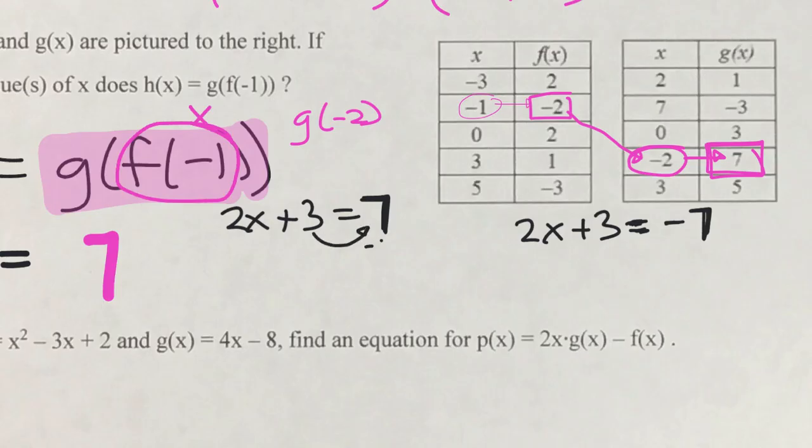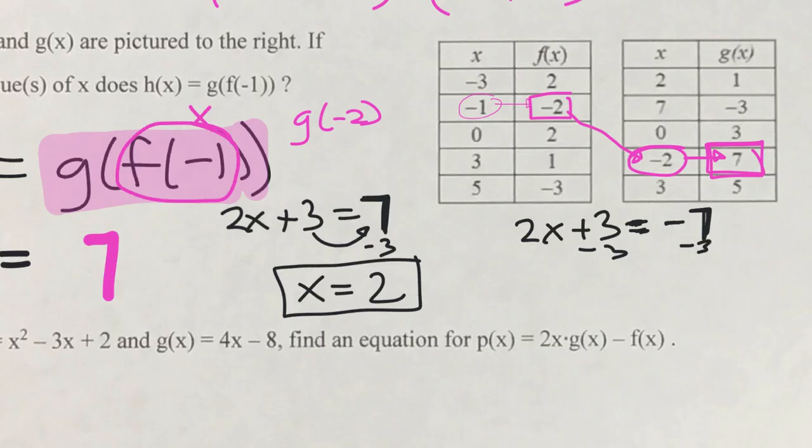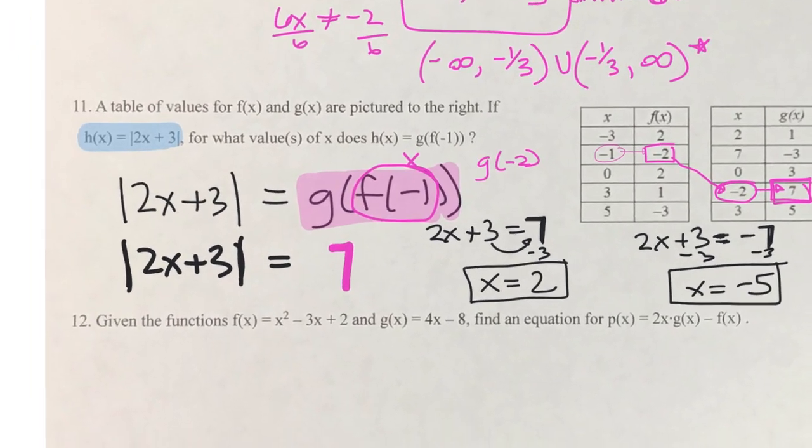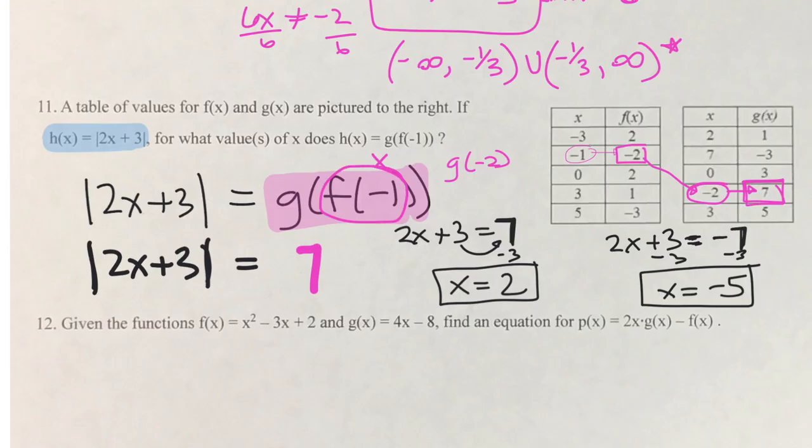So we're going to subtract 3 and divide by 2. x equals 2. That's one of the values. And then we're going to subtract 3 and divide by 2, and x equals negative 5. So there are two x values where our absolute value will be the same as this composition value. And that's what we're really trying to find.